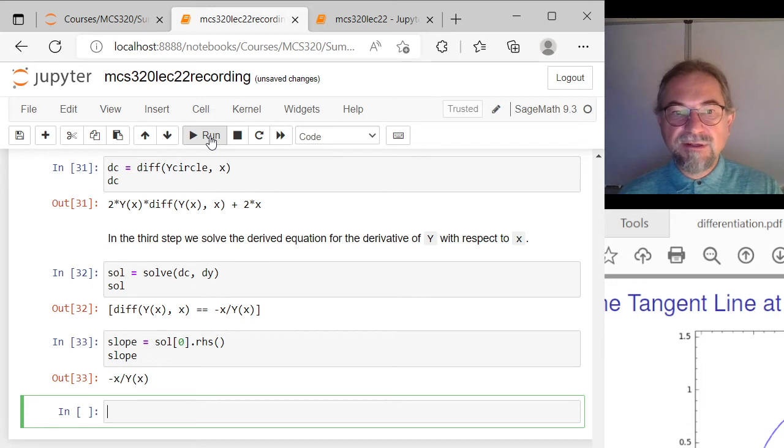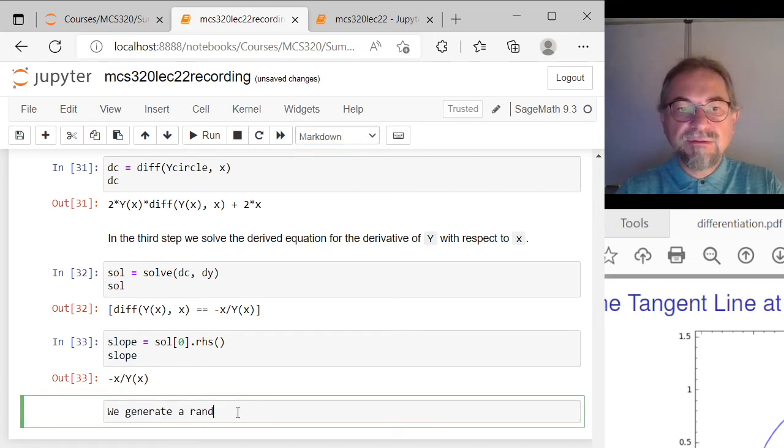And you see that this slope is not defined everywhere, if the denominator is 0, and you can see that happening. That's why we take a random point, but we will have a vertical asymptote at the endpoints of our circle. Okay, so now it's time for our numerical input. So we generate a random point on the circle, a random point on the unit circle.